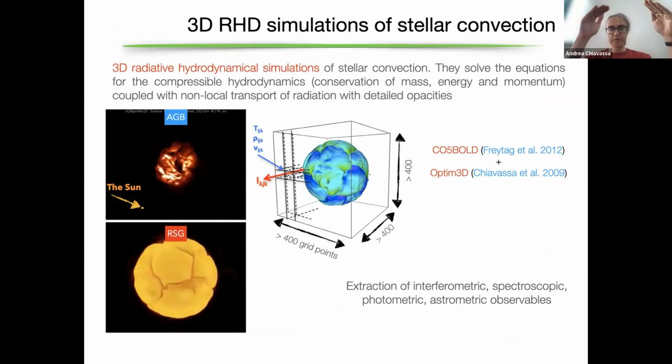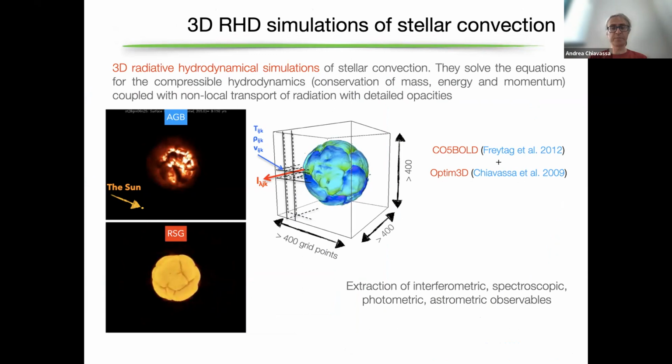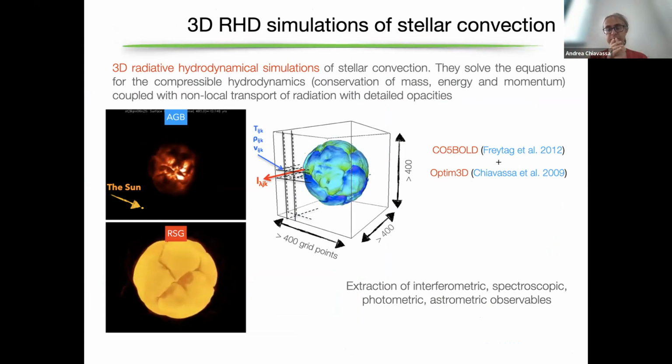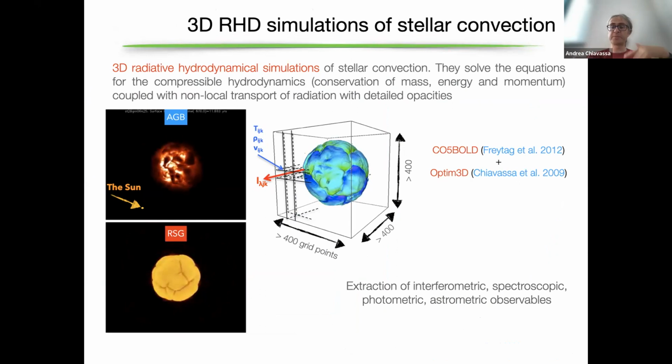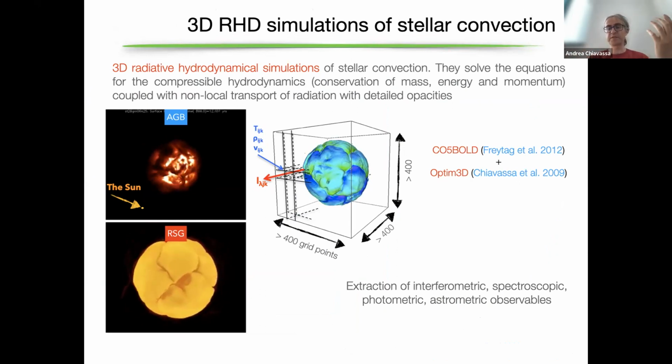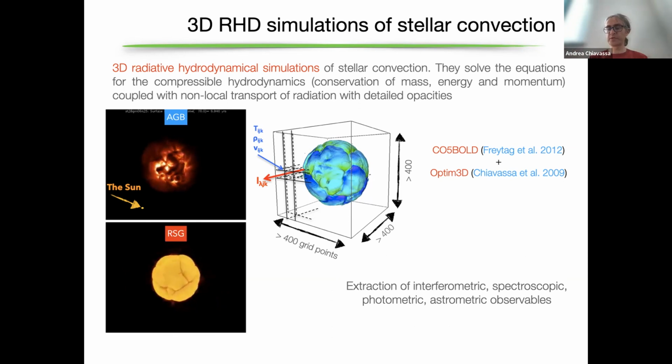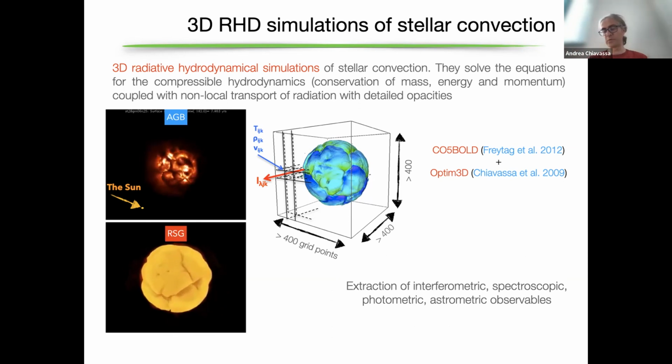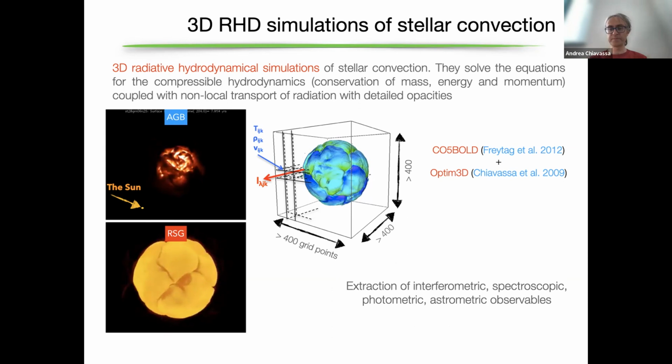For example, you have the volumetric intensity for the HEV on the top, and you have a density pattern, I think it was on the bottom one. We do this with CO5BOLD, but the thing I want to talk about now is the coupling of this with OPTIM3D. It's a radiative transfer code that does detailed post-processing of this simulation. It takes density, temperature, velocities, and computes the observables: interferometry, spectroscopy, photometry, astrometry. Everything is used to compare to the observations.